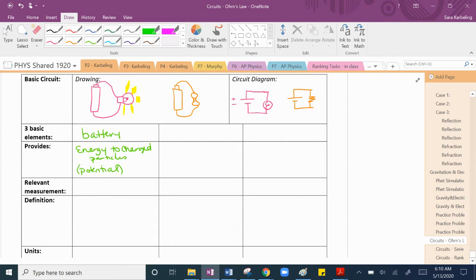The next piece that's really important in a circuit is to have a bulb or some sort of resistor, or the technical term for all of those things is a load. And that's a D there. It was kind of hard to see. Sorry about that. And the thing that the load provides is a means to dissipate the energy.